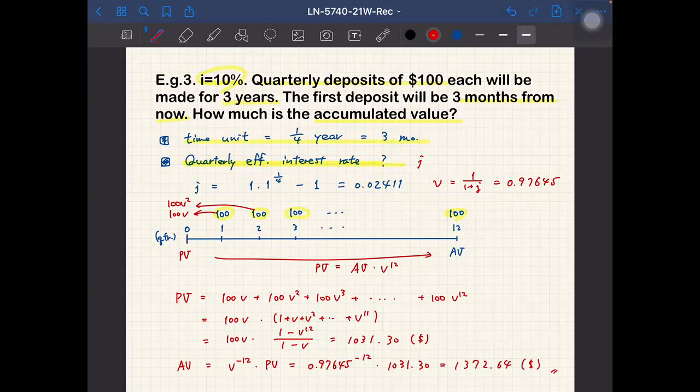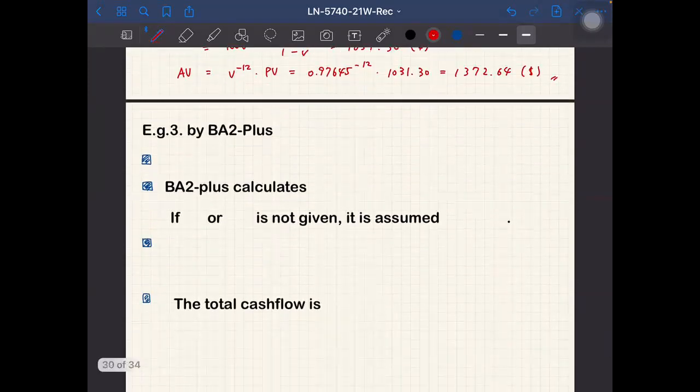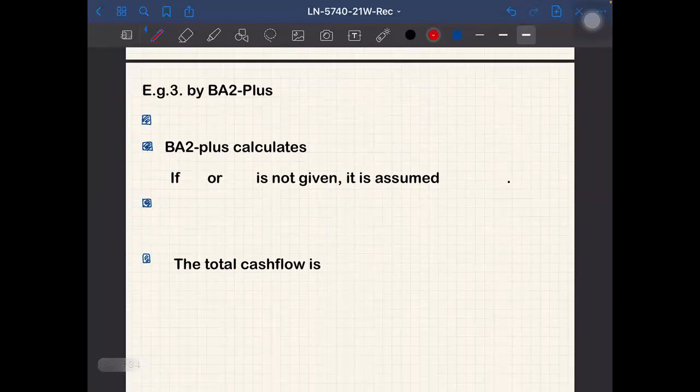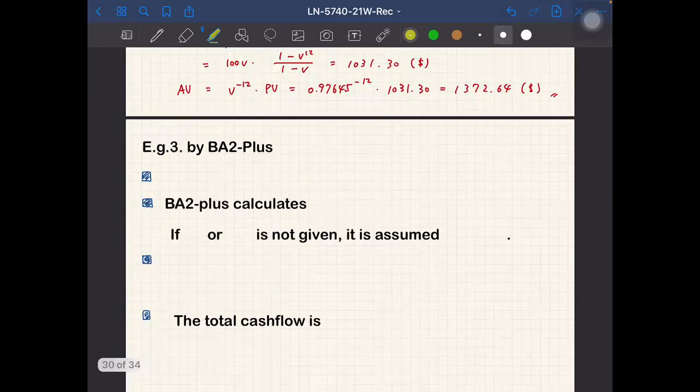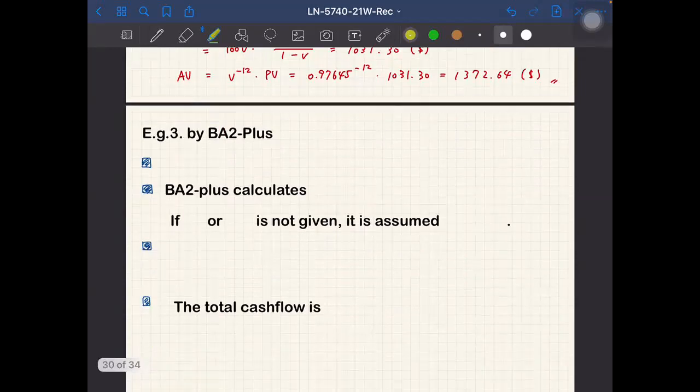So this is example 3. Now we want to solve this question by using a calculator. This cash flow is very common: the same amount every month. For example, with a mortgage payment, we have to pay the same amount each month. Then we want to calculate the present value, which is basically the present value of the loan. So you borrow PV, then you pay back $100 each month, or each quarter. This is a very typical cash flow. The BA II Plus calculator has a function to calculate this.